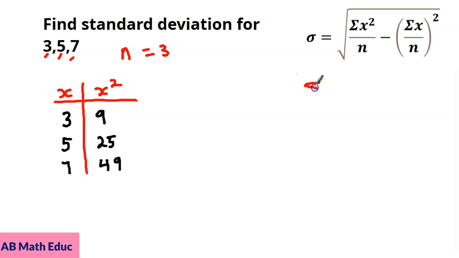And you see this, which is a summation. So that means we need a total of each. So here we add, and we are going to get 15. And here we add, we are going to get 83. Pretty much most of the work is done.